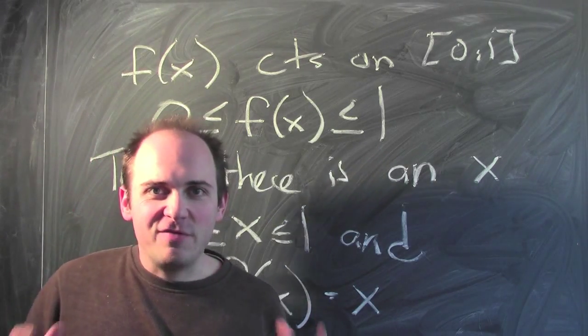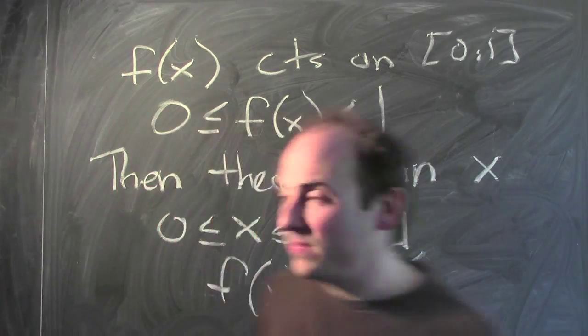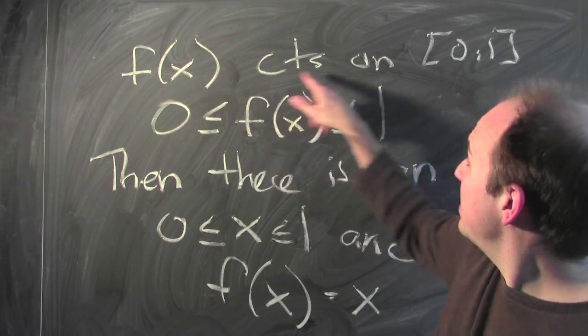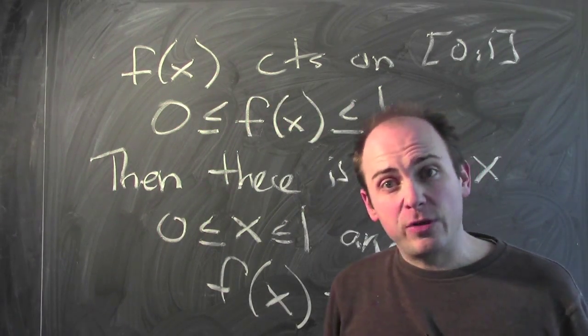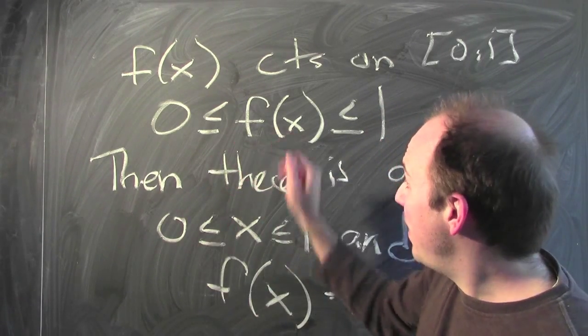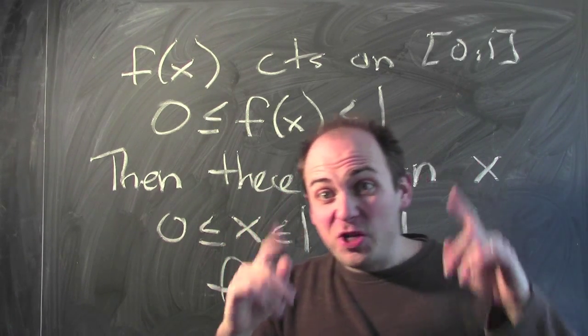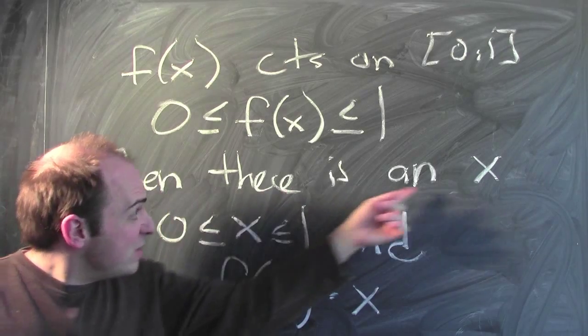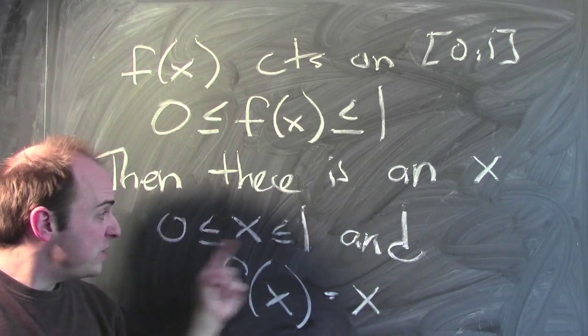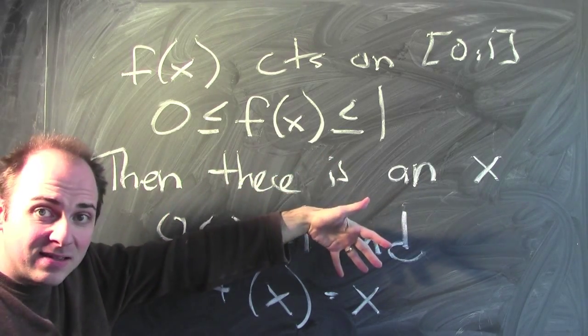Here's an application of the intermediate value theorem that I'm very fond of. Here's how it goes. Suppose you've got a function f. f is continuous on the closed interval between 0 and 1, and whenever x is between 0 and 1, f of x is between 0 and 1. So that's what you have to suppose. What do you get out of this? Then there is a point x between 0 and 1 such that f of x equals x.